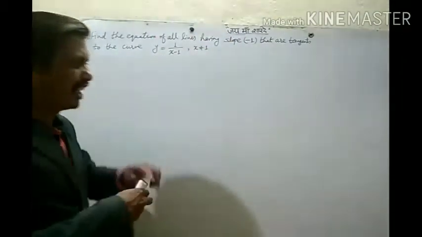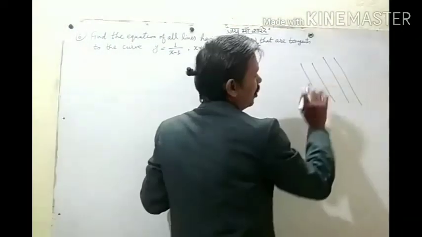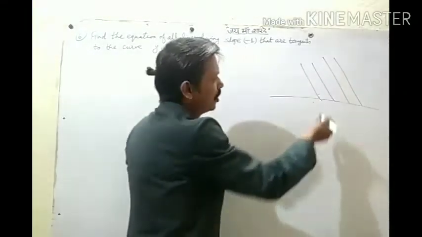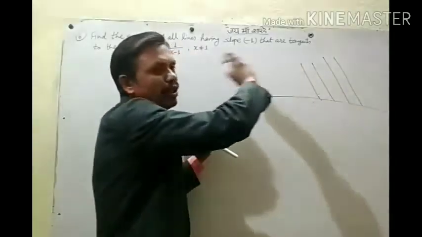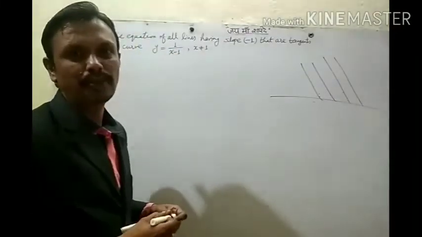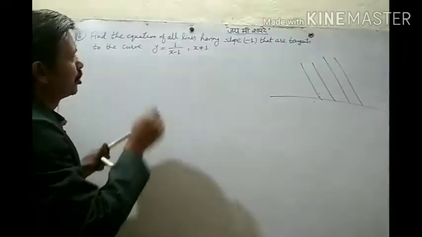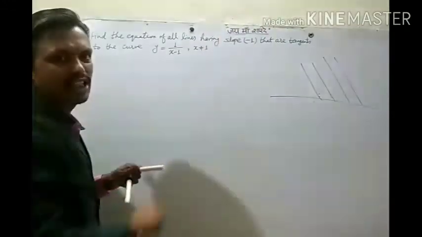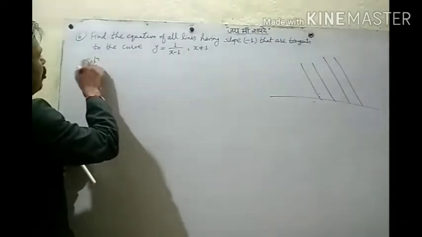There are many lines which can have slope minus 1. All such lines are parallel, so their slopes will be the same. So many lines can have slope minus 1, but that should be tangent to this curve. To find the equation of a line, we need its slope and one point. The point is missing here, so we assume one point.